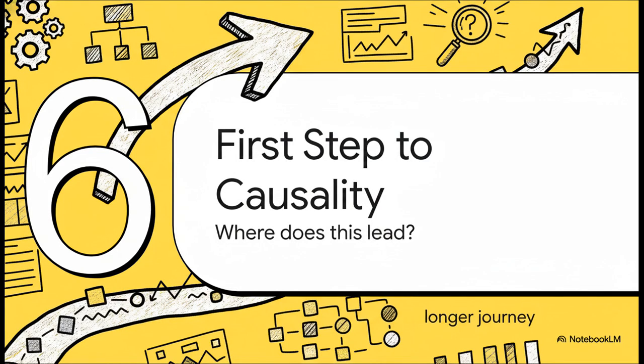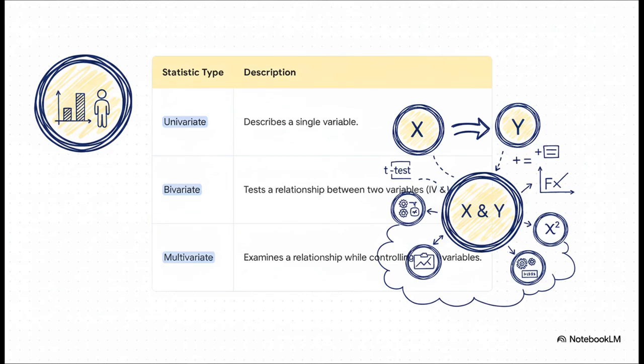So what you've just learned is how to do what we call bivariate statistics, which is just a fancy way of saying you're testing the relationship between two variables. But it's really important to understand where this fits into the bigger picture of doing science. This is the first, absolutely essential step on a much longer journey. Let's just put this into context for a second.